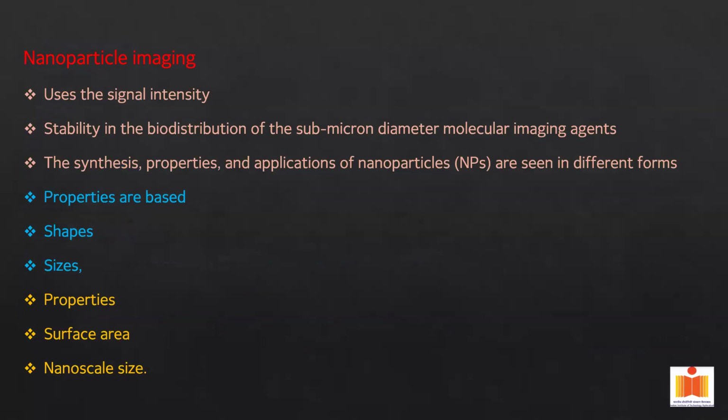So nanoparticle imaging. It uses the signal intensity. The stability in the biodistribution of the submicron is there. Then the stability, the synthesis, the properties, the applications, they are again based on the shape of the nanoparticle, size of the nanoparticle, properties, whether they are related with magnetism or physical properties, the surface area, because the larger surface area, again, is based on the shape, and again, nanoscale size. So what is the size of the nano in the nanoscale? Again, that is also important. Next.